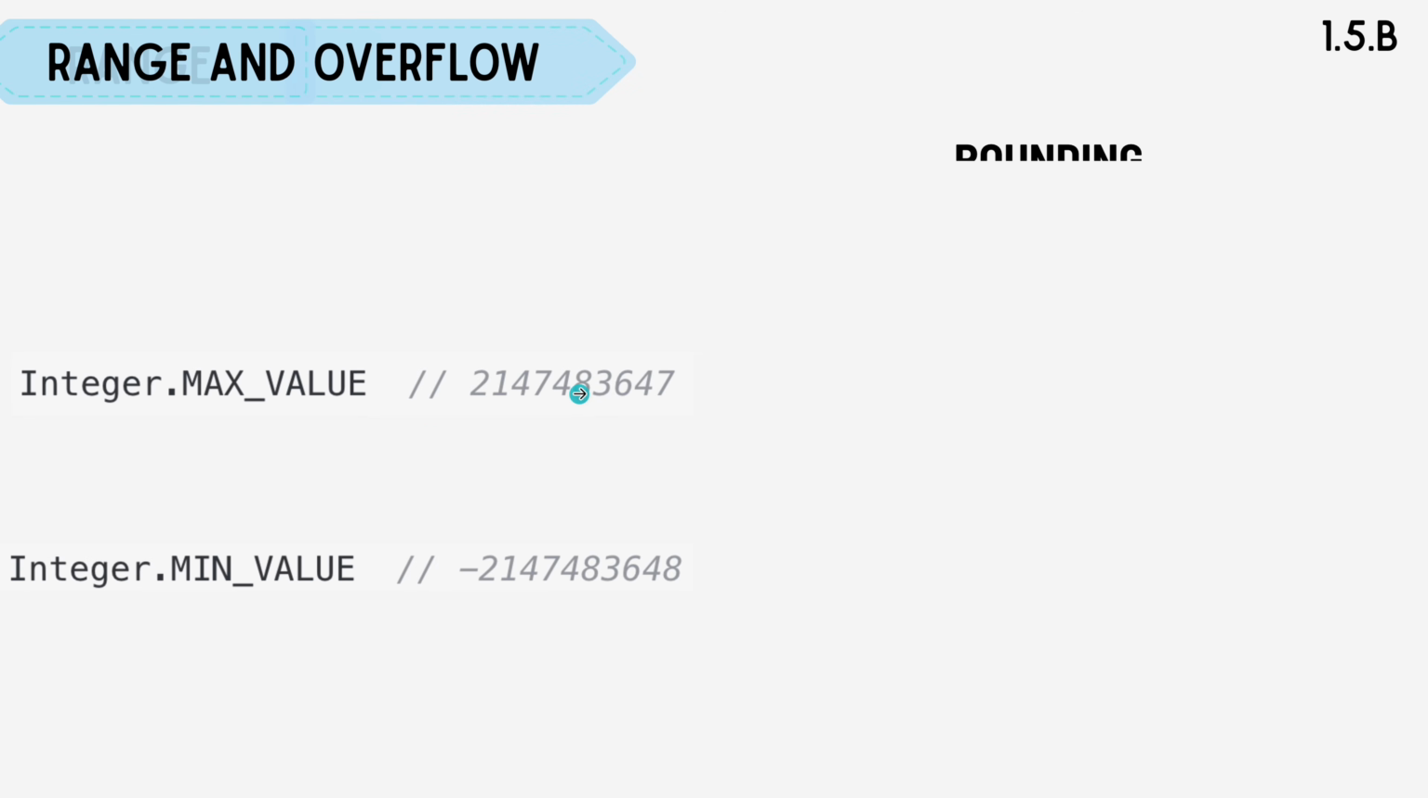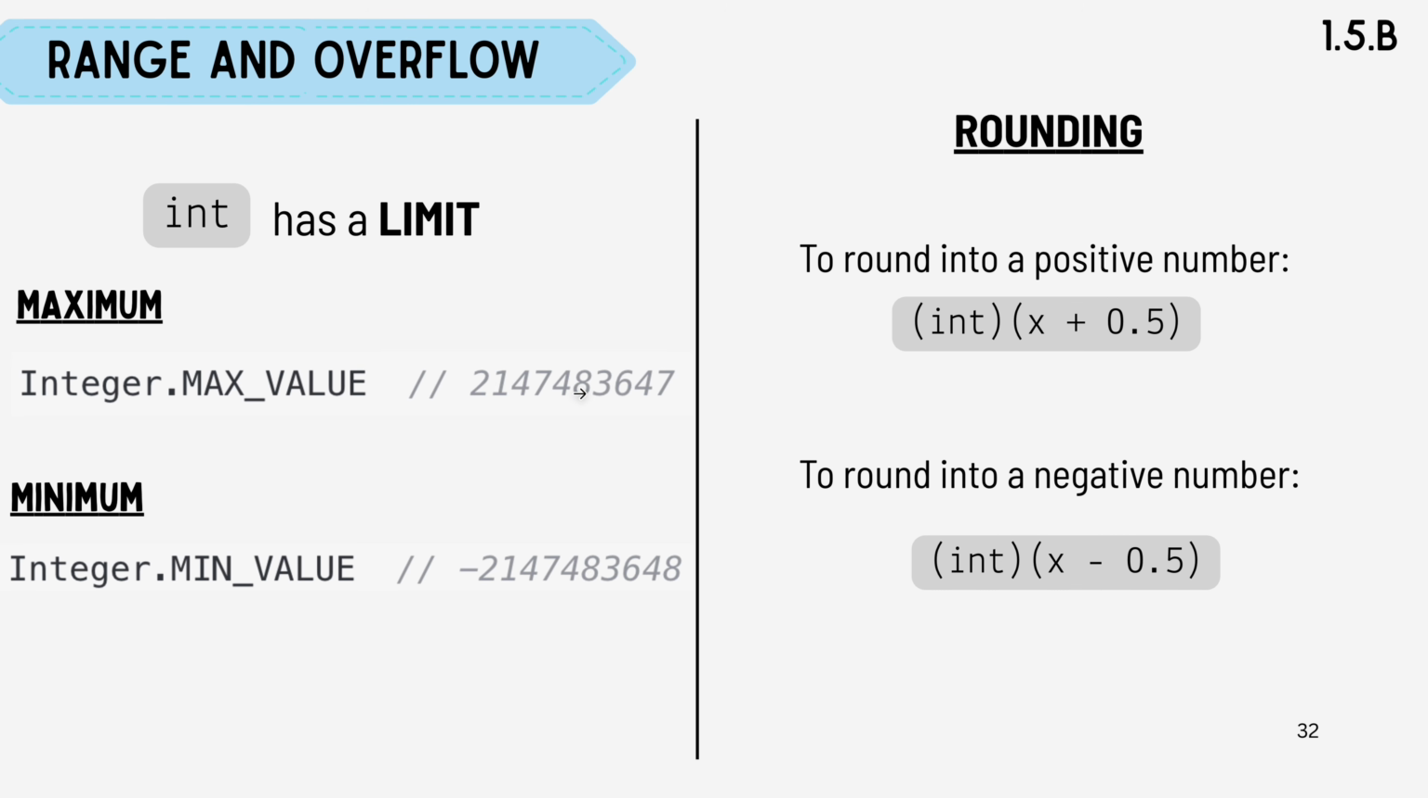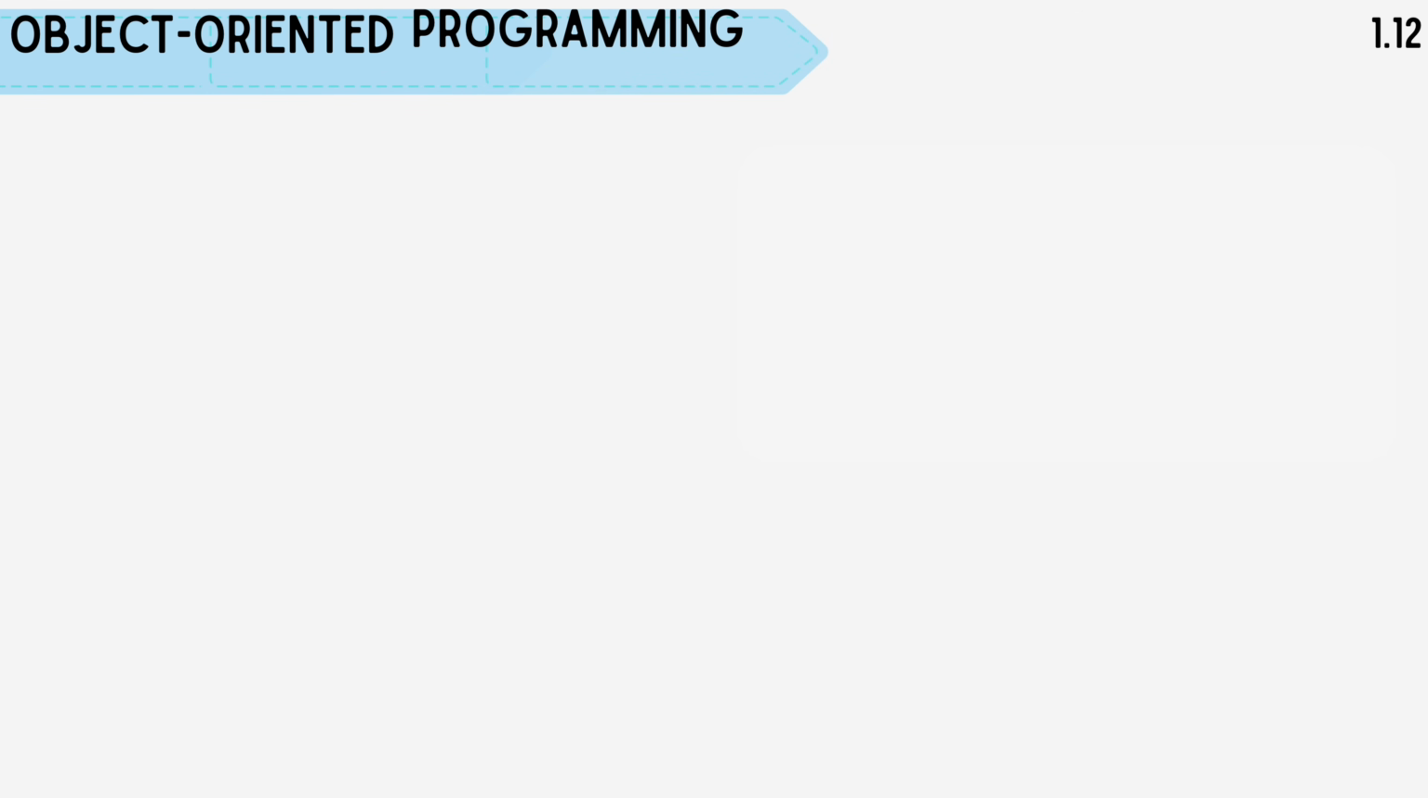Next, we have range and overflow. This is just something you should know. We get all of this information in the Java reference sheet that you get during the test, but I'm just letting you know because this is a part of the Unit 1 chapter. So int has a limit. It doesn't go to a billion or anything. This is the number, the limit to where int can go. You cannot write anything more than that. It's going to crash.